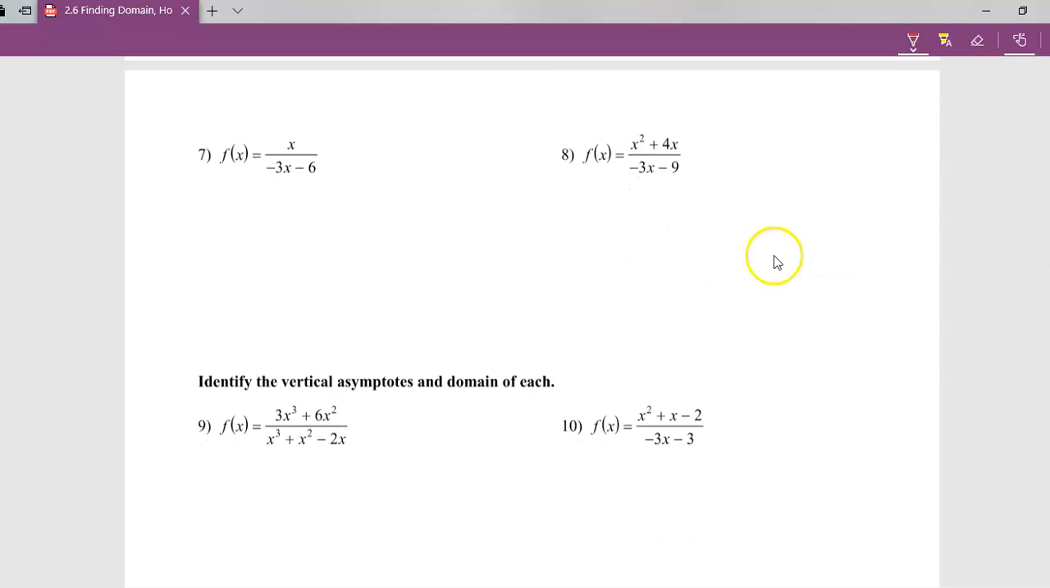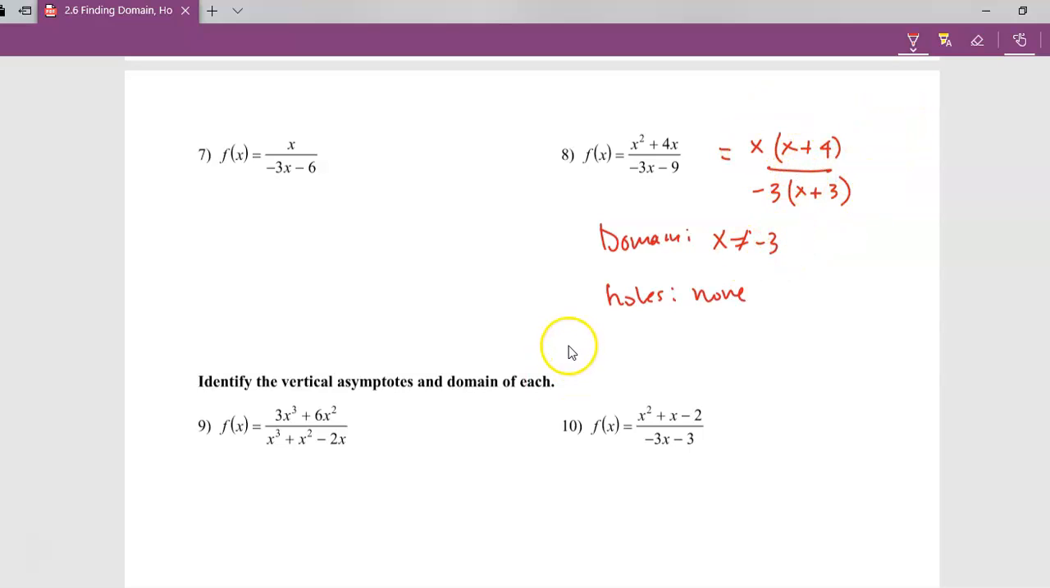Okay, let's try number 8. So again, factor the numerator and denominator each as much as possible. On the top, I can just pull out an x, which would leave x plus 4. On the bottom, I can pull out a -3, which would leave me with x plus 3. So here, the domain is that x can be anything except for -3, because that -3 would make my denominator equal 0. And here, there are no holes, because there's no factor that cancels out. There's no matching factor in the numerator and the denominator.